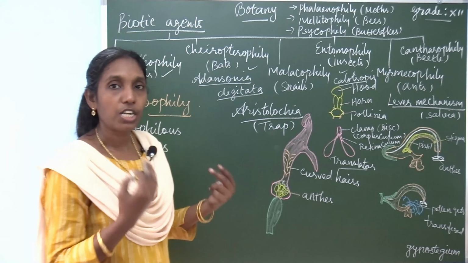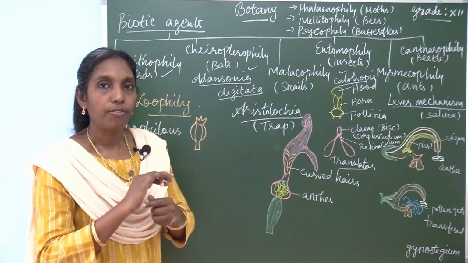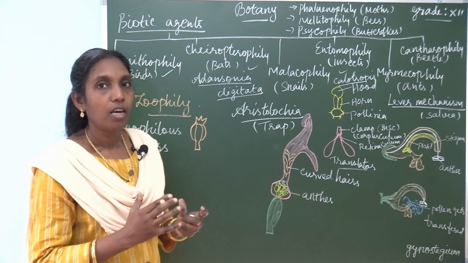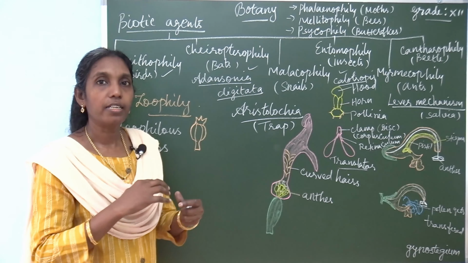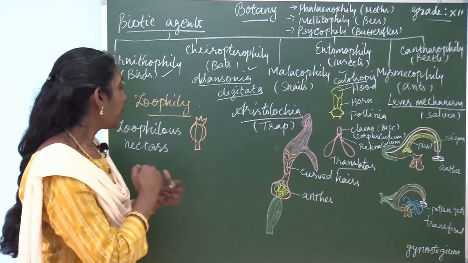The shape of the flower is funnel shaped. Certain flowers are tubular, funnel shaped, cup shaped, or even urn shaped. Urn is this shape of the flower. These are the different shapes: funnel shaped, cup shaped, tubular shaped. The floral whorls are leathery and very thick, because when the birds visit, the flower must withstand the impact of the visitors. That's why the floral whorls are leathery as well as thick in nature. So these are the adaptations ornithophilous flowers possess.